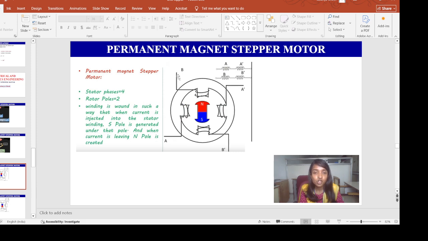That means we need to give supply to this B. So current is entering through B and it is leaving from B dash. When we are giving supply to B, what happens? At the winding B, we will have the south pole, and at the winding B dash, we will have the north pole. So in this situation, the rotor will be exactly aligned the way it has been shown here. Next, we have to align this A dash.